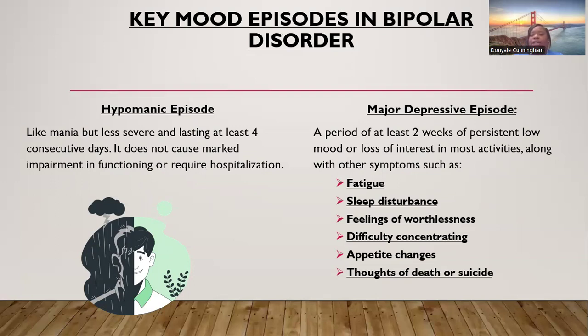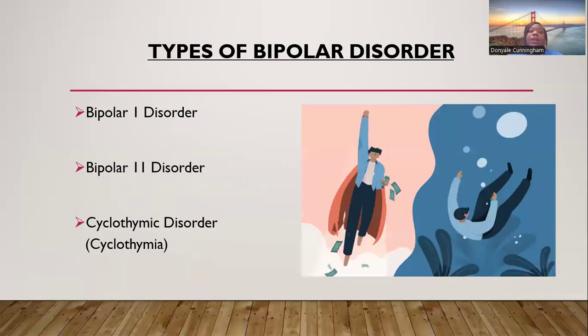So talking about major depressive episode, and so a period of at least 2 weeks of persistent low mood or loss of interest in most activities, along with some of these symptoms. So this can look like fatigue, sleep disturbance, a feeling of worthlessness, difficulty concentrating, having some appetite changes, or thoughts of death or suicide. Now, there are different types of bipolar disorder.